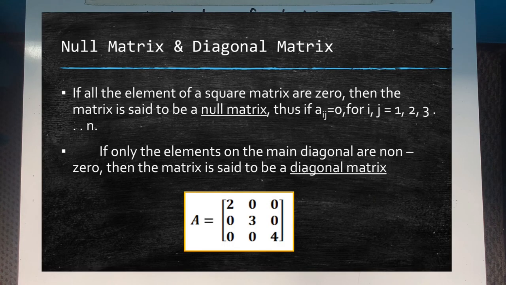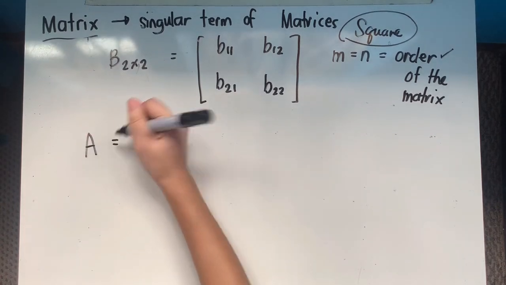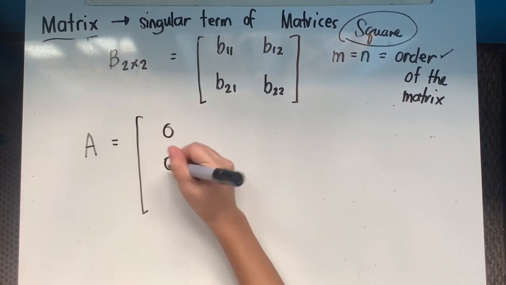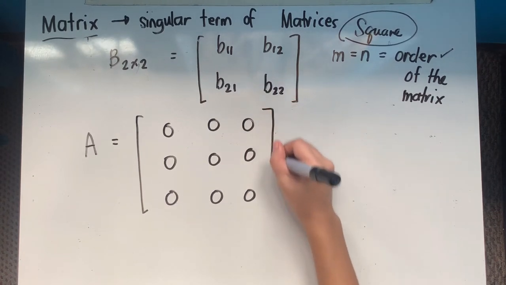Another example of a matrix is a null matrix. The definition of a null matrix is that it is a square matrix. So if all the elements of a square matrix are 0, then the matrix is said to be null. Every element, represented by Aij, inside the matrix is equivalent to 0, and it becomes a null matrix itself. So, if A is a null matrix, then it should be square, and all its elements must be 0. And this is a 3 by 3 null matrix.